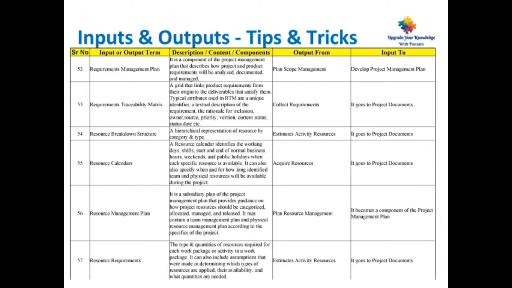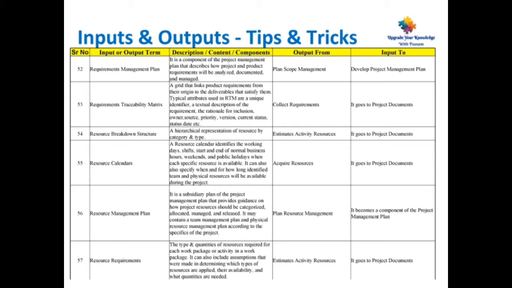Coming to next point 54, resource breakdown structure, a hierarchical representation of resources by category and type. This is the output from estimate activity resources and it goes to project documents as input. Point number 55, resource calendars. A resource calendar identifies the working days, shifts, start and end of normal business hours, weekends and public holidays when each specific resource is available. It can also specify when and for how long identified team and physical resources will be available during the project. It is the output from acquire resources and it goes to the project documents as input.